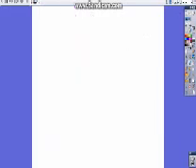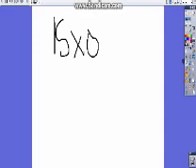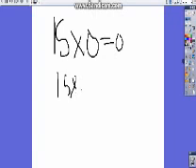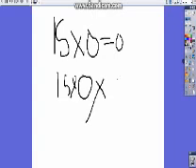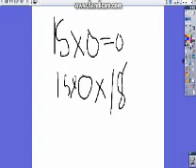Even if you have, let's switch back to pen, 15 times 0, that would give you 0. If you have 15 times 0 multiplied by 18, since you're multiplying by 0, you would get 0. So anything you multiply by 0, you'll get 0.